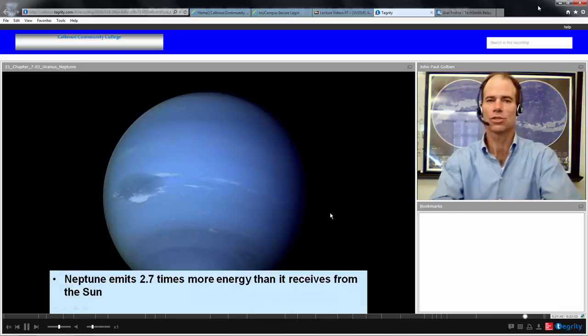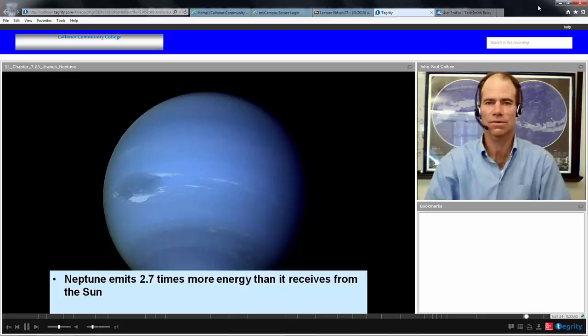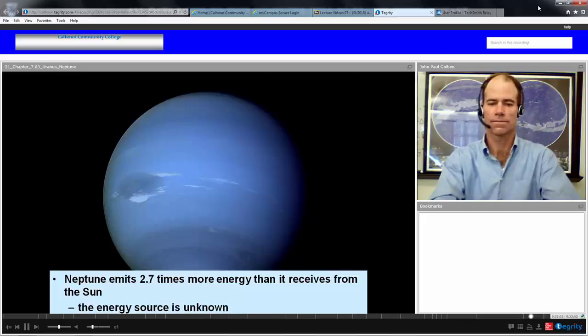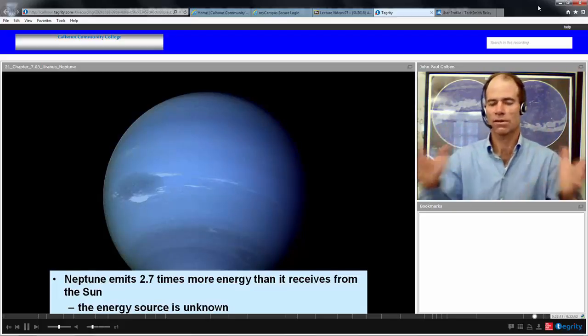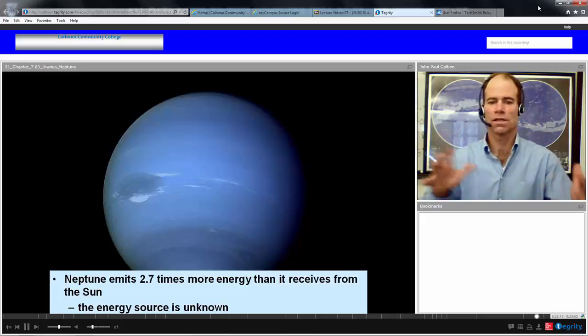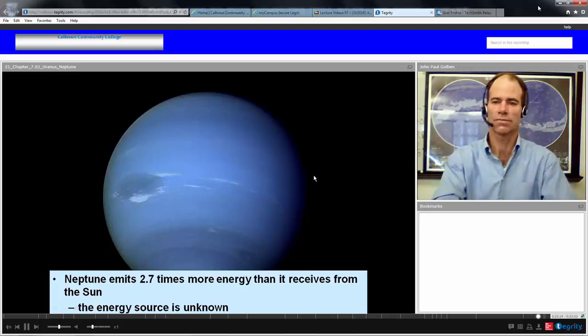Neptune emits 2.7 times more energy than it receives from the Sun. Saturn emits 3 times more. So Neptune emits almost as much energy, in proportion to what it receives, as Saturn does. The energy source for this is unknown, but we can see that there is definitely some kind of cloud weather pattern going on. So maybe there is some kind of rain and condensation going on in Neptune, creating this heat source. But there's not enough known. Neptune's too far away, and there hasn't been enough study to figure out the source of this energy.